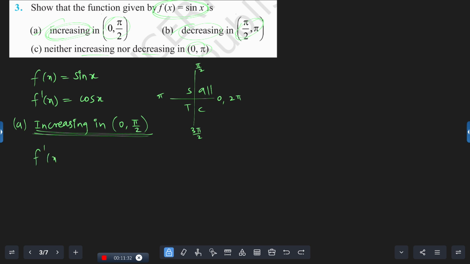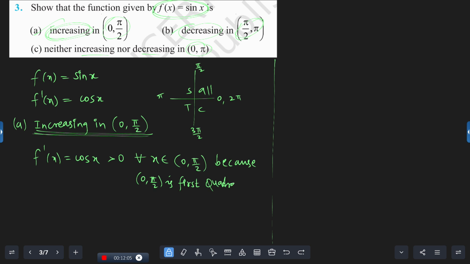So f dash of x, which is equal to cos x, is greater than 0 for all x belonging to the interval 0 to pi by 2. Why can you write this? Because 0 comma pi by 2 is the first quadrant, and in the first quadrant all the functions are positive.